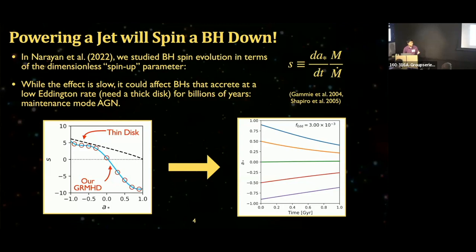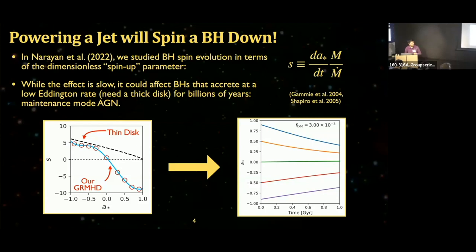what consequences this may have cosmologically, and that's what we did here on the right. So this is a simple setup where you initialize a black hole with a particular initial spin and then let it grow at, in this case, this Eddington ratio for 1 billion years. And these two are just degenerate, so one could scale as you like.